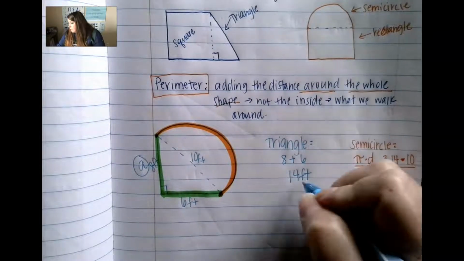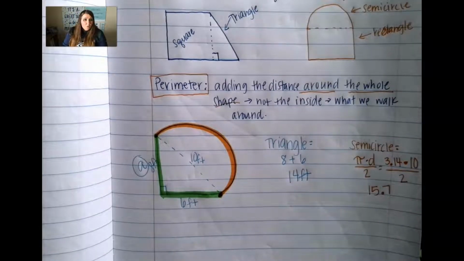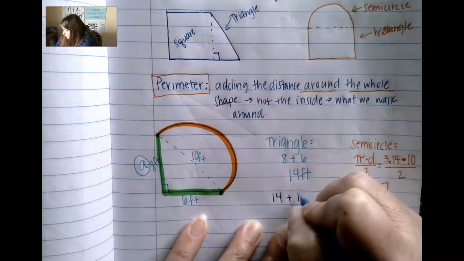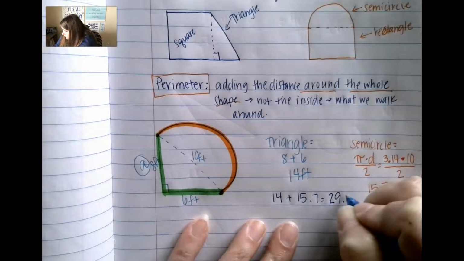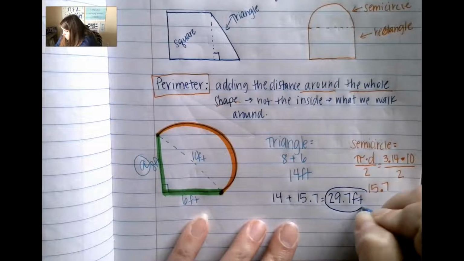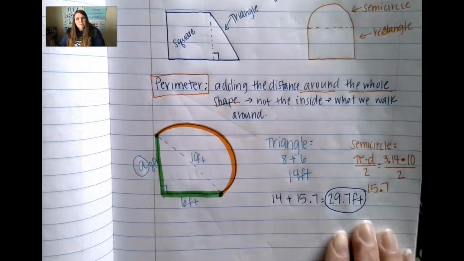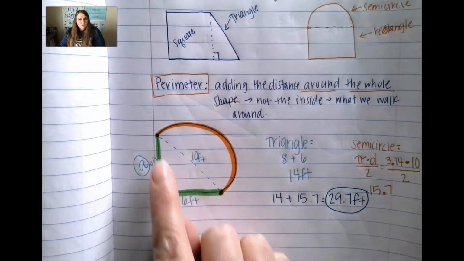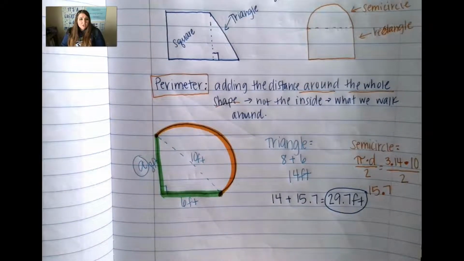So we're going to add the 14 and the 15.7, and that gives us a grand total of 29.7 feet. So if I add 14 plus 15.7, I get a total of 29.7 feet. So that is the perimeter of the shape, not circumference. So I've walked along the outside edge of the whole shape. I'm not concerned about the inside because I'm not walking there. I'm just walking around the edge.